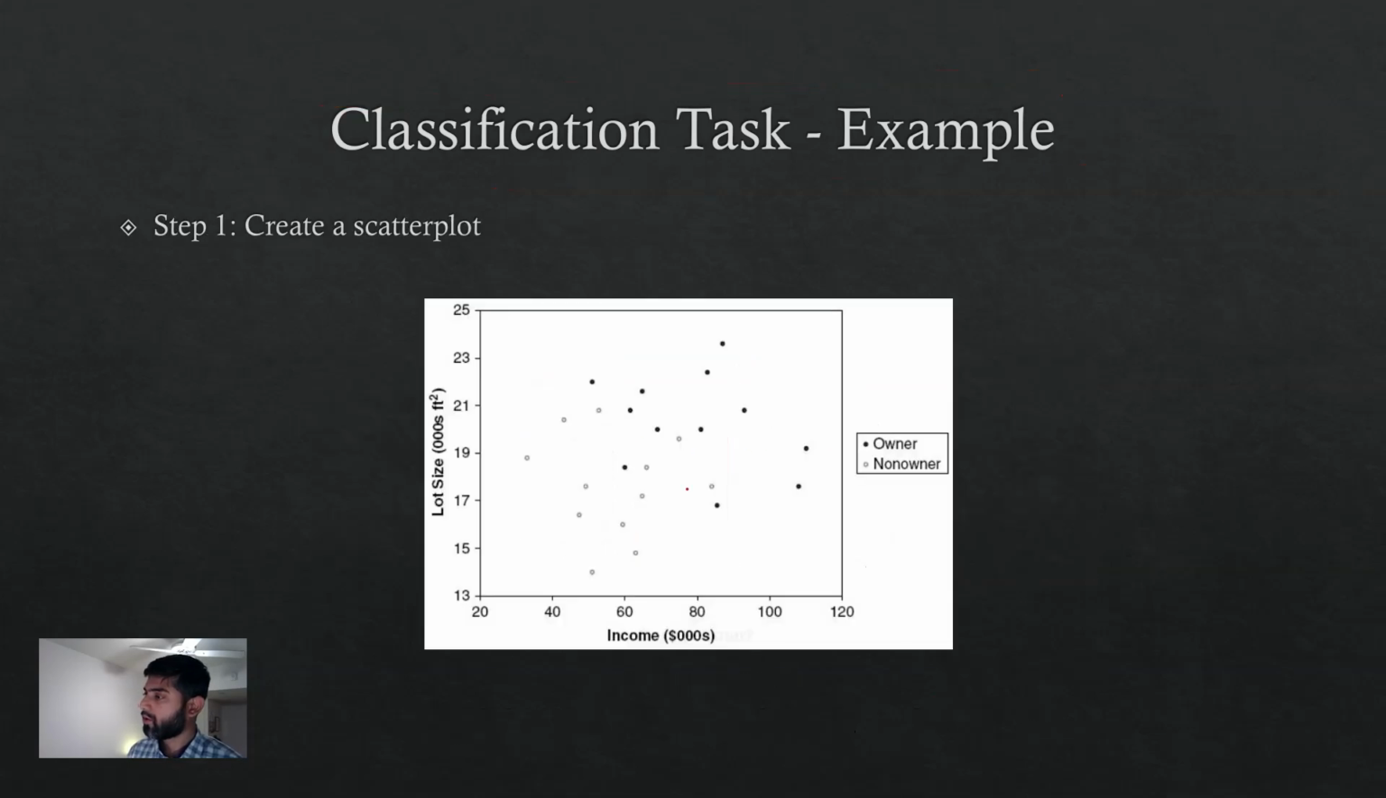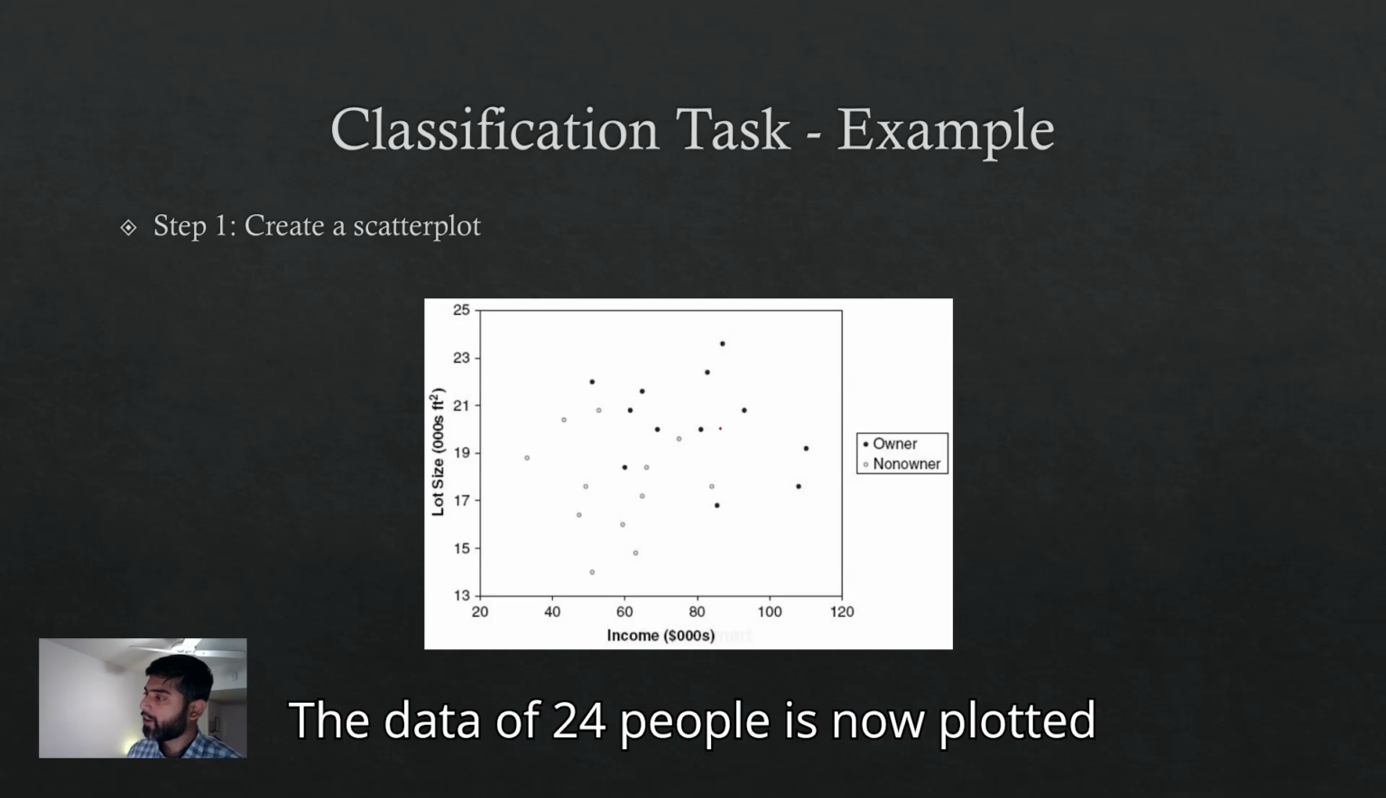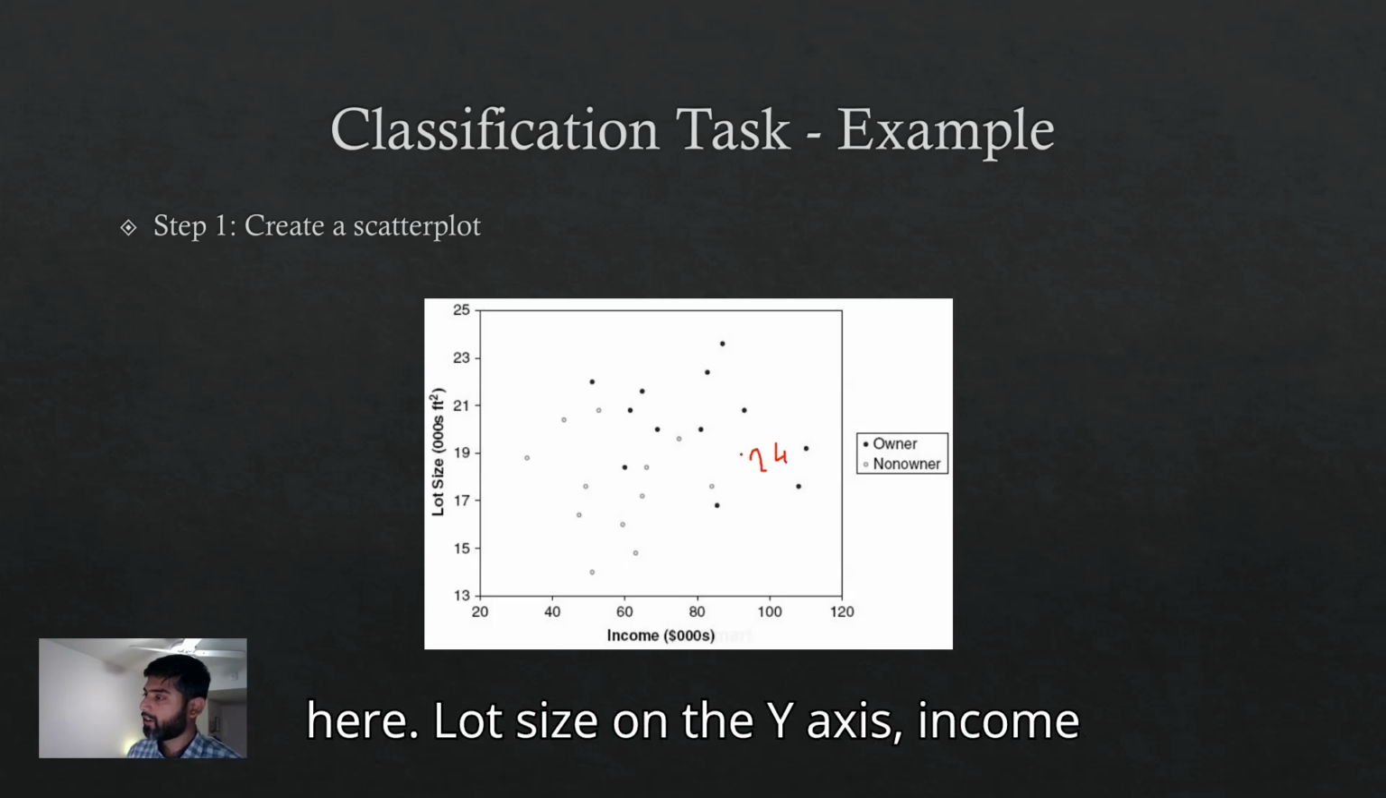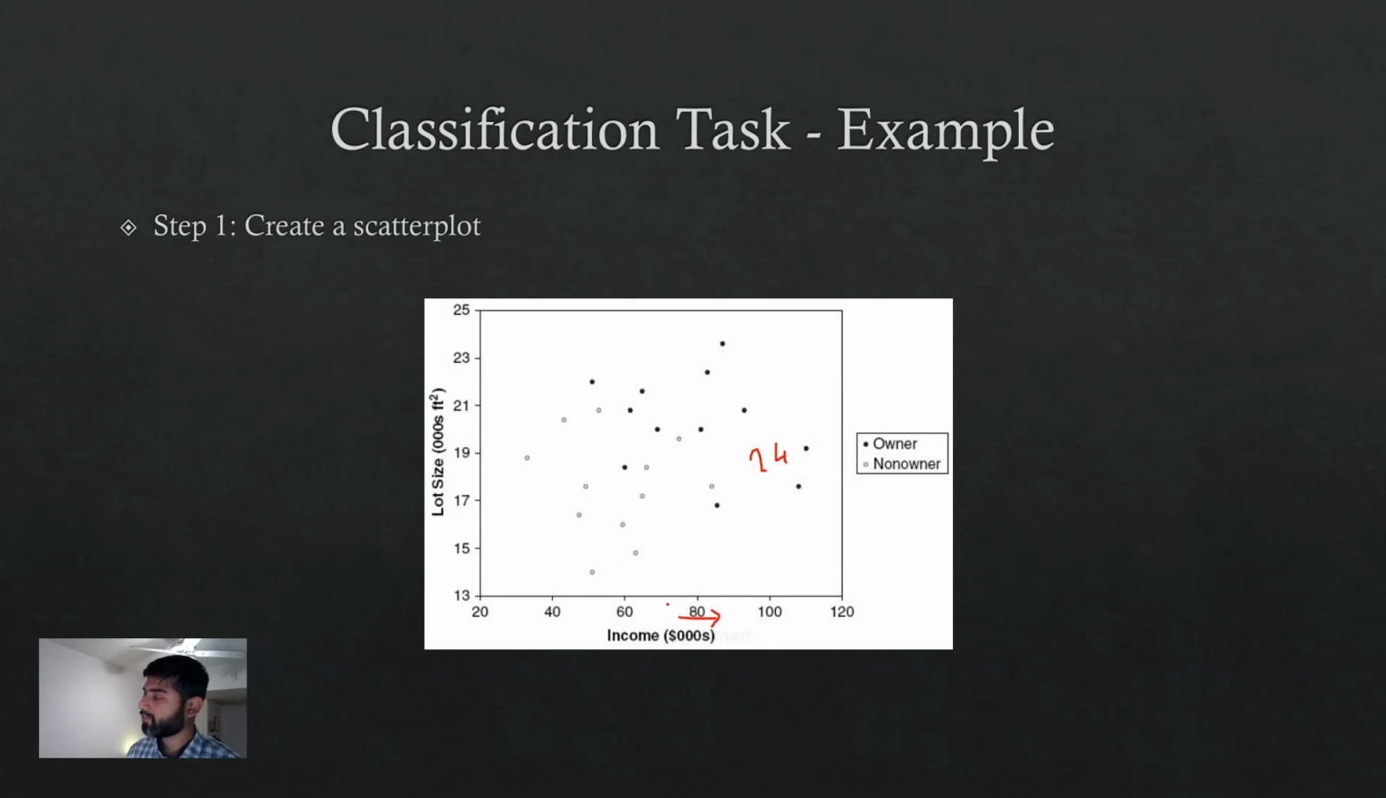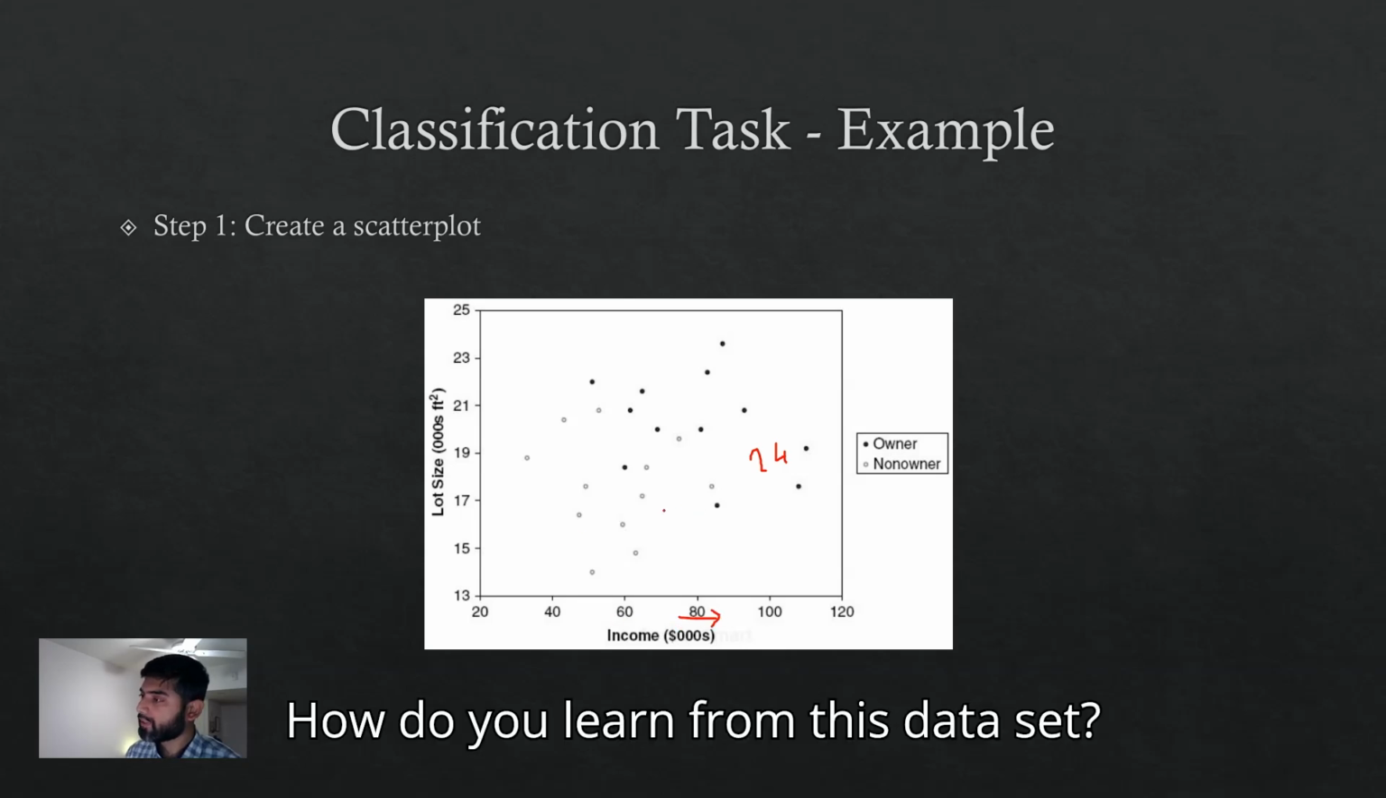So the data of 24 people is now plotted here. Lot size on the y-axis, income on the x-axis. How do you learn from this data set?